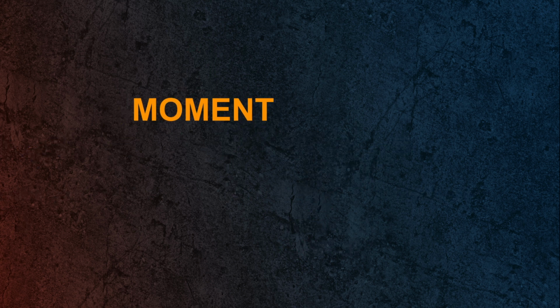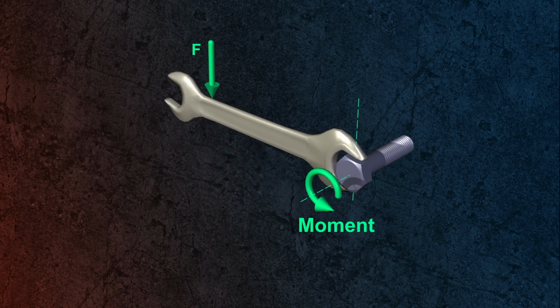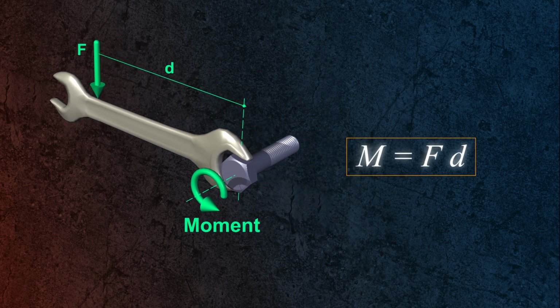We can define moment as the tendency of a force to rotate an object about a pivot point. Moment depends on two factors: the magnitude of the force, and the perpendicular distance from the pivot point to the line of action of the force, which is called the moment arm. Moment is directly proportional to the force and the moment arm, given by the formula M = F times D, where M is moment, F is force, and D is moment arm.